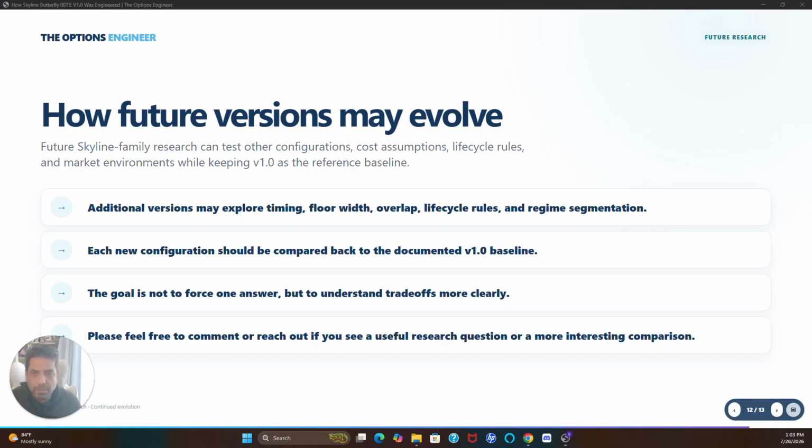This is the future research invitation. I would keep it neutral. Future Skyline family versions may test other configurations, cost assumptions, lifecycle rules, and market environments. If you see a useful research question, a more interesting comparison, or something worth stress testing, I would welcome you to comment or reach out.